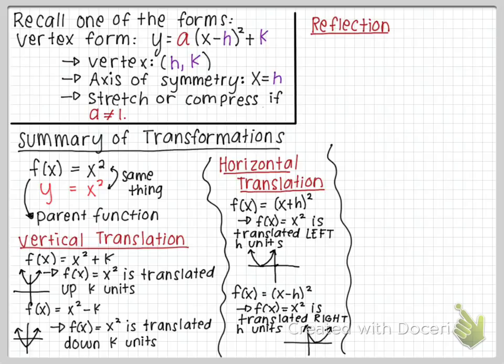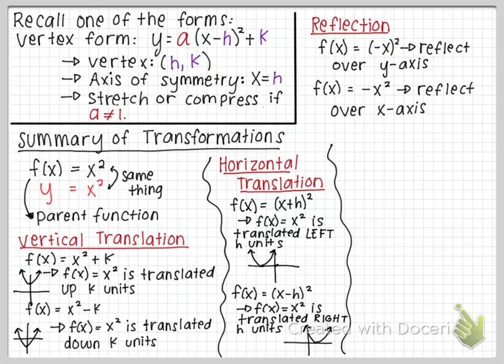Okay. Now f of x equals (x minus h) squared. Again, the parent function is f of x equals x squared, and it's translated right however many units. So this h will tell you how many units it is moving to the right. Okay. We're going to have practice with some examples after we finish these, but let's just talk about reflection.